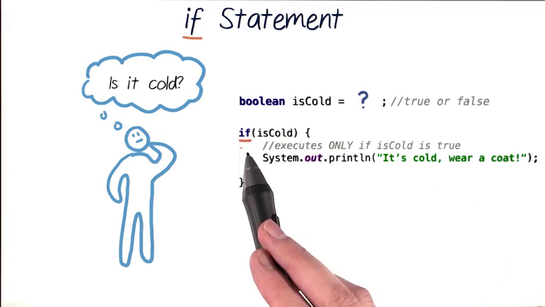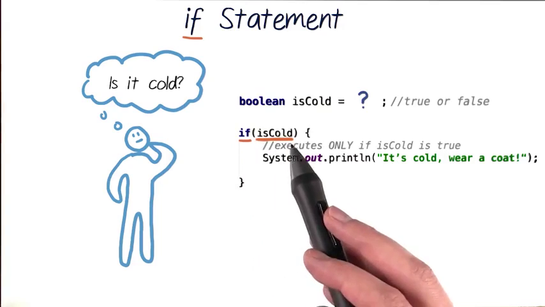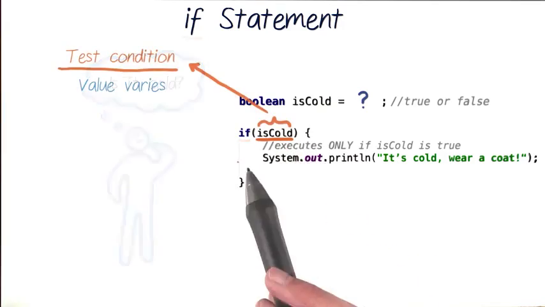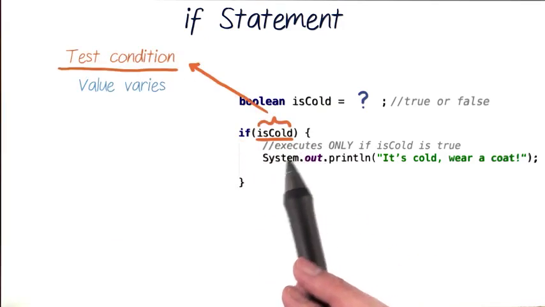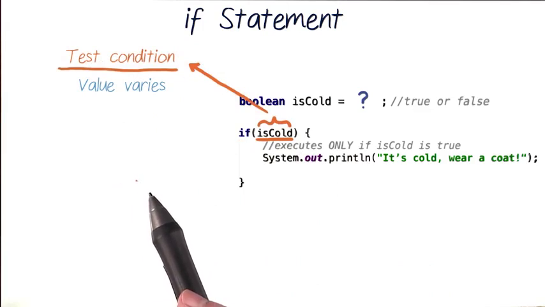We have an if that starts our if statement, followed by the information our program needs to make a decision. This will tell us whether it's cold outside or not, and it's inside these parentheses. This variable value, isCold, is something called a test condition, because its value varies to tell us if it is or isn't cold, and we have to test it to determine its value.